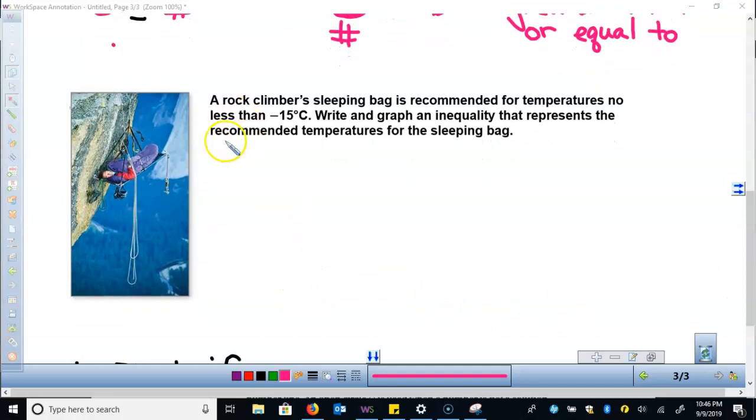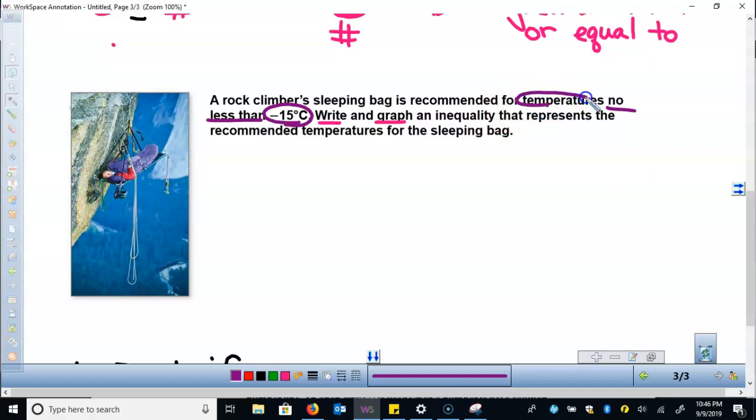All right. So here we have to write and graph an inequality. A rock climber's sleeping bag is recommended for temperatures no less than -15 degrees Celsius. Now, when you're going rock climbing, that's pretty important to understand and know. So what does that necessarily mean? Can I go out in wintertime or not? Okay. No less than. All right.